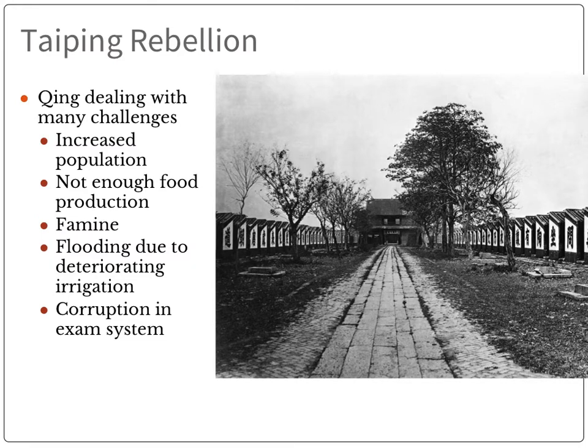There was flooding due to the deteriorating irrigation and the government not taking care of the irrigation. And like I mentioned before, there was corruption in the exam system. So the government officials, the scholar gentry, no longer were necessarily the best chosen people out of that exam system. There was a lot of bribery and corruption. So the deterioration of the government and the suffering of the people were long-term or underlying causes of the Taiping Rebellion.